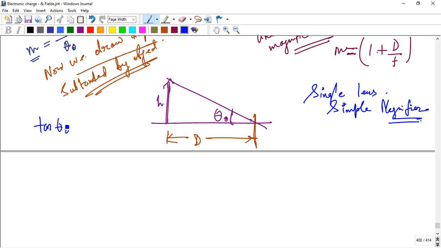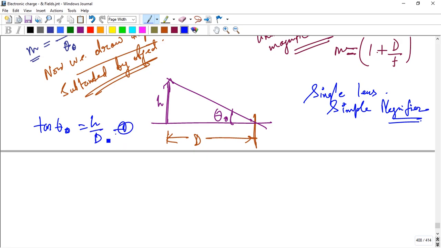Okay, that is tan theta naught. Keep in mind that is tan theta naught, and let's achieve that the object is brought closer to the eye, closer to the eye than D. What a single lens magnifier achieves is that it allows the object to be brought closer to the eye than D. So that's tan theta naught, or theta 0, that is equal to h by D.